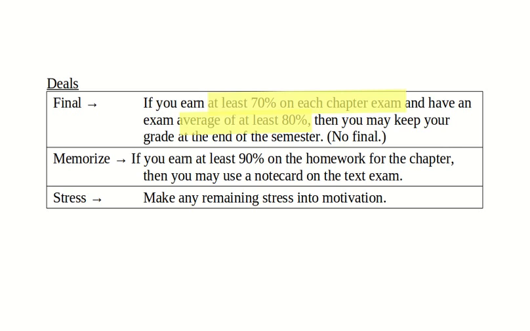Now, your grade is built up of many different things, but basically this says that one of those things isn't the final. In other words, when we get out there towards the end of the semester, after you do your exam for the documentary prediction by the numbers, and you're in this situation, you've got at least a 70% on each chapter exam, and you have an overall average of at least 80% in the course, then you can keep that score.